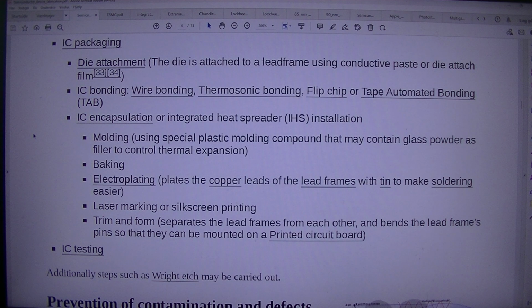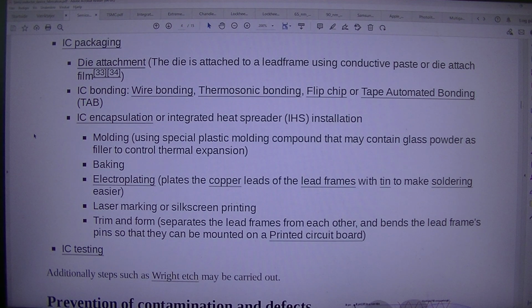IC bonding: wire bonding, thermosonic bonding, flip chip or tape automated bonding, TAB. IC encapsulation or integrated heat spreader, IHS, installation: molding, using special plastic molding compound that may contain glass powder as filler to control thermal expansion.